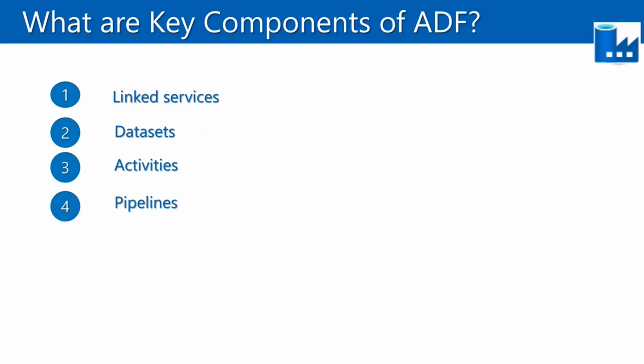Next one is pipelines. A pipeline is a logical group of your activities that performs a specific business outcome. It's like a workflow and you can set it to be automated, like you can trigger it. So you can trigger it by just debugging manually.